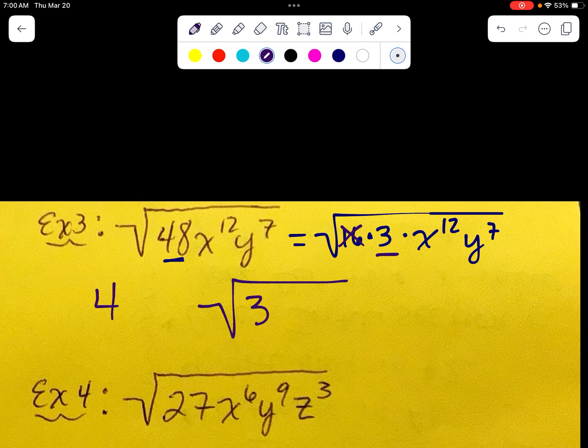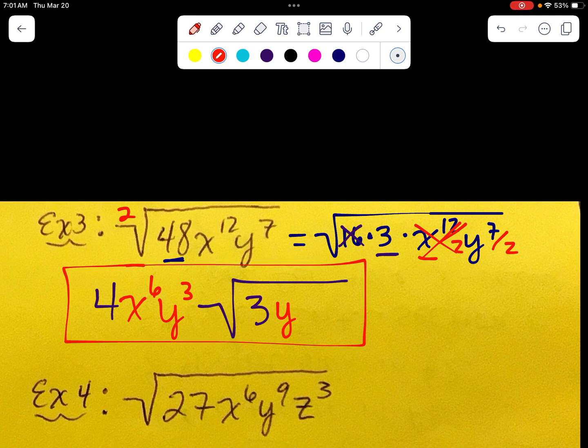Remember our rule, right? There's a hidden 2 right here. That means we are dividing the exponents by 2. When looking at the x, what is 12 divided by 2? Well, that is 6. So x to the 6th power goes on the outside. But you'll notice that the 7 is odd. 2 goes into 7 only 3 times evenly. So we can say y to the 3rd. But that means we are going to leave a remainder on the inside. And so our answer is this guy right here.